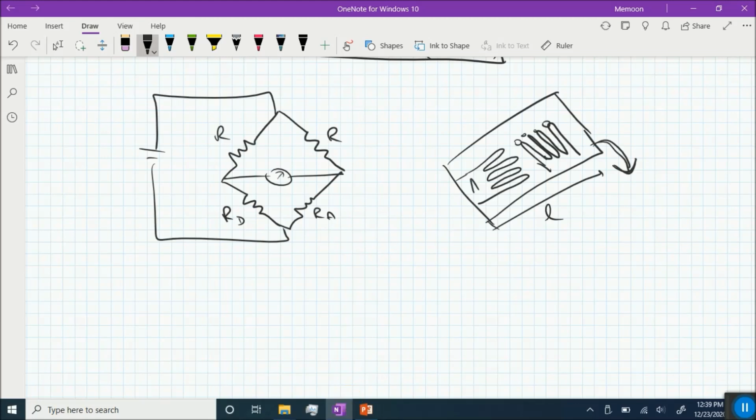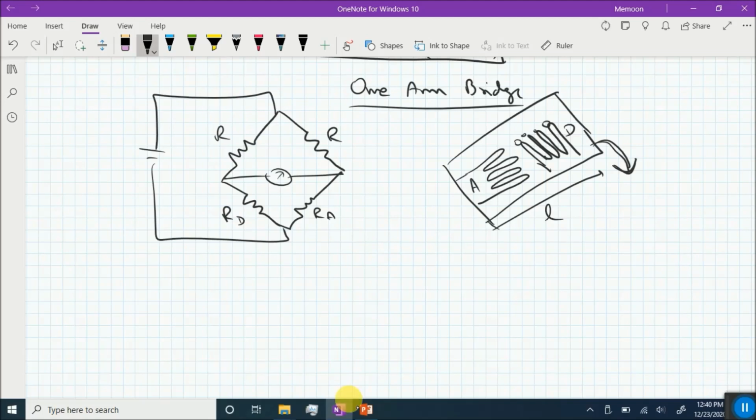So this is your active gauge and this is your dummy gauge, and this dummy gauge is connected to the opposing branch of the bridge terminal, and this active gauge is connected here. So this is called a one arm bridge circuit or a one arm strain gauge measurement. So let's derive the sensitivity of this bridge with the strain, with the change in resistance.